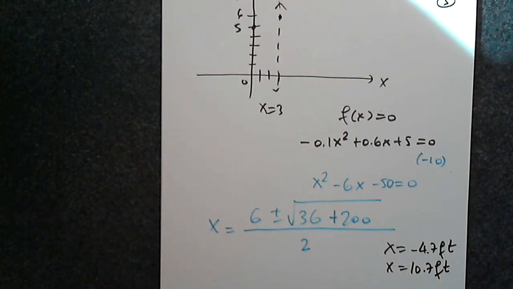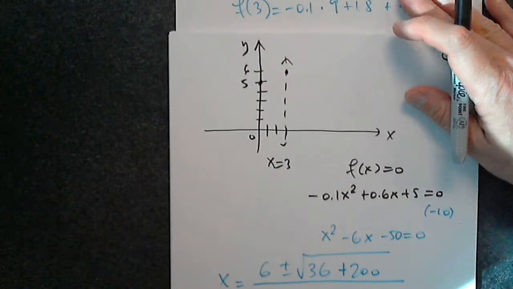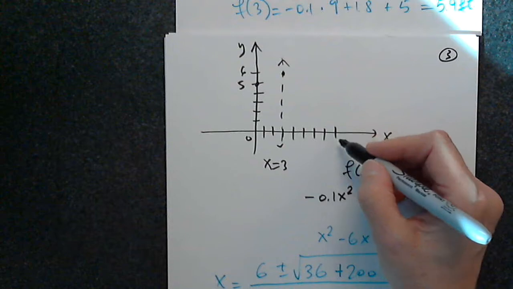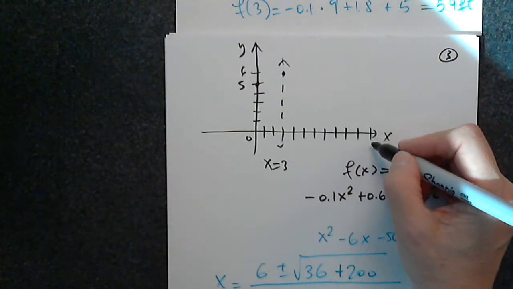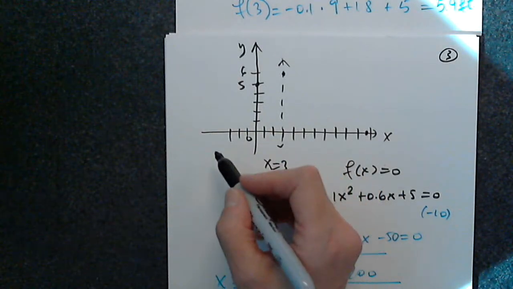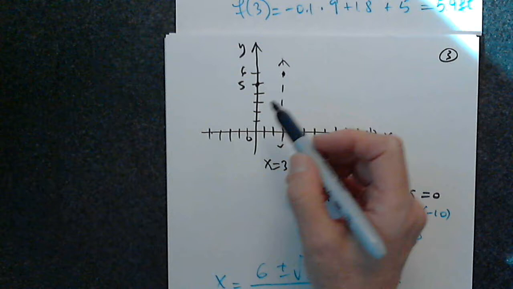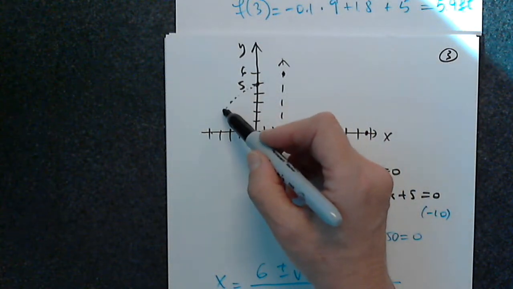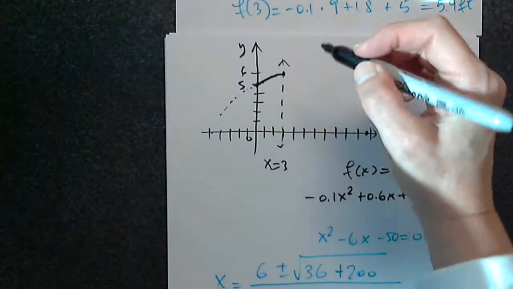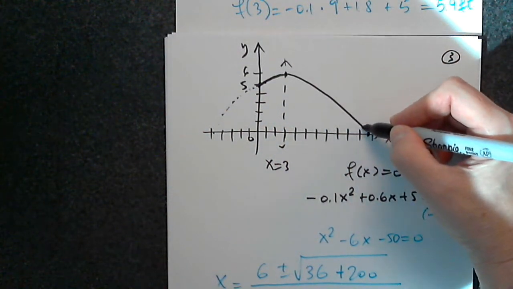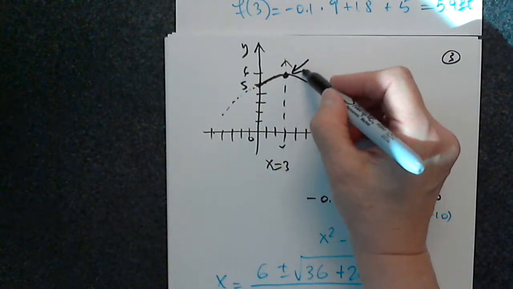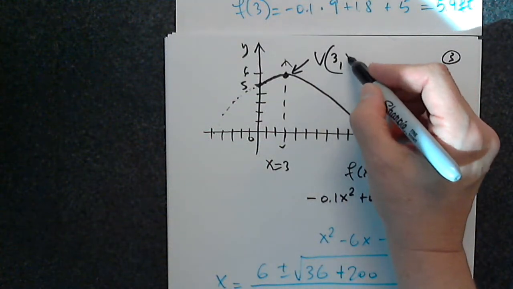So here's what I do. This is 3, 4, 5, 6, 7, 8, 9, 10, 11. And then on the other side, 3, 4, 5, so negative 4.7. Okay, so this is not required. It's behind the launching point. So here it is, reaching a maximum and then hitting the ground exactly at 10.7 feet. This point is the vertex, and the coordinates are 3, 5.9.